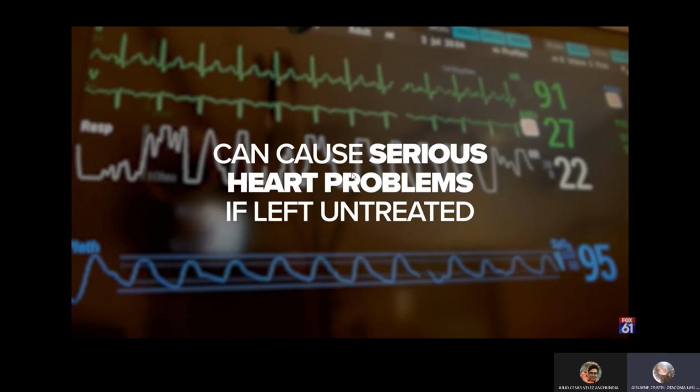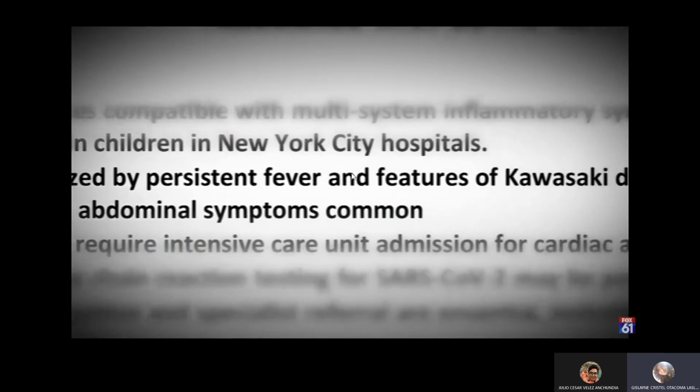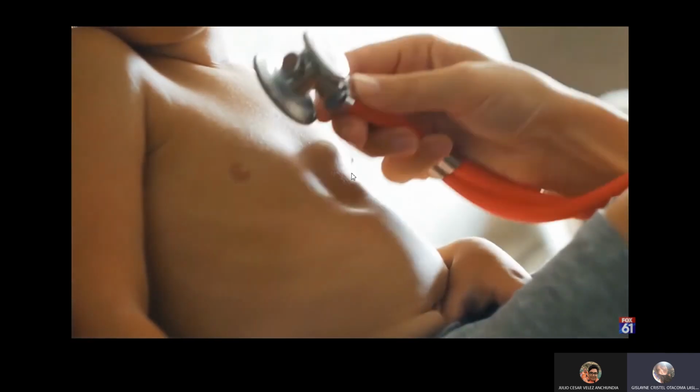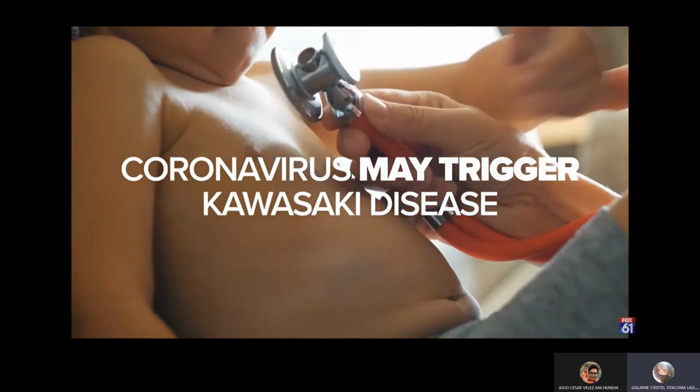It can cause serious heart problems. The New York City Health Department recently reported that children ages 2 to 15 displaying Kawasaki-like symptoms were also positive for COVID-19. This raises the possibility that the coronavirus may be a trigger for Kawasaki disease.